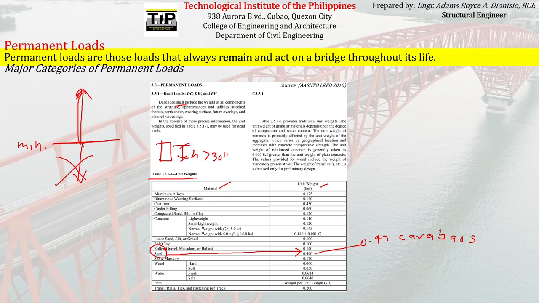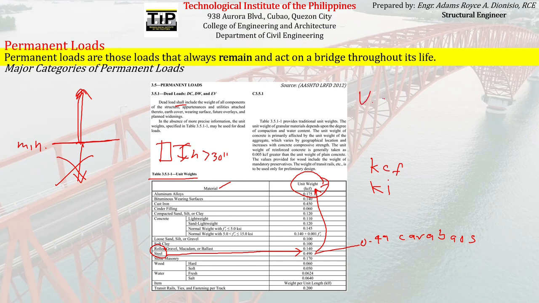Para malaman mo kung ano yung unit na in-specify dito sa code, ang gawin mo lang, tignan mo yung header niya dito. Nakalagay dyan, unit weight daw itong mga nakikita sa right column, na ang units ay KCF. Ano yung ibig sabihin ng KCF? Kips. Naka-US pala to. Usually naka-US sila.